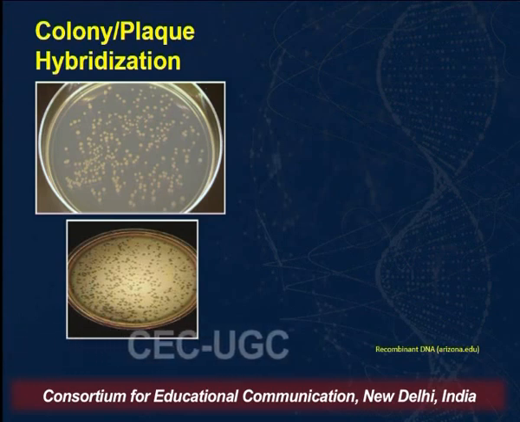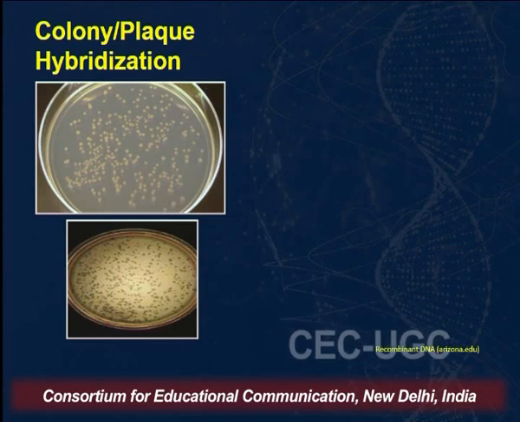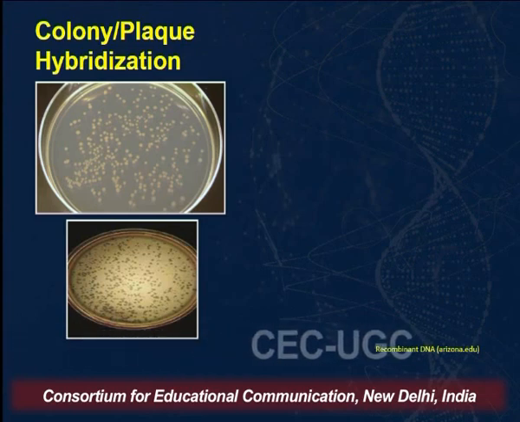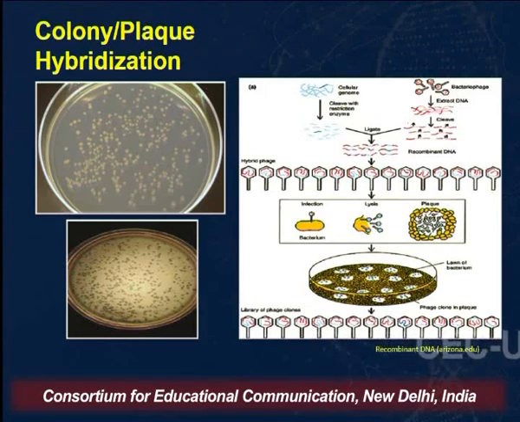Now, this is our library, either the colonies or the plaques, and we need to identify which of these colonies or plaques is the clone that is carrying our gene of interest. This schematic representation again recalls how the plaques are formed.